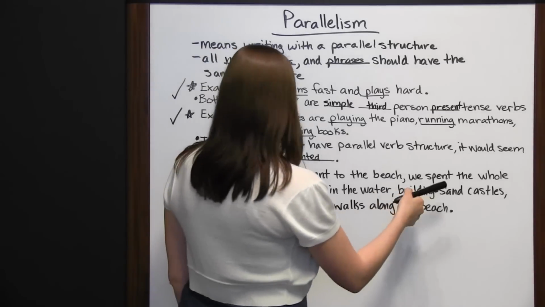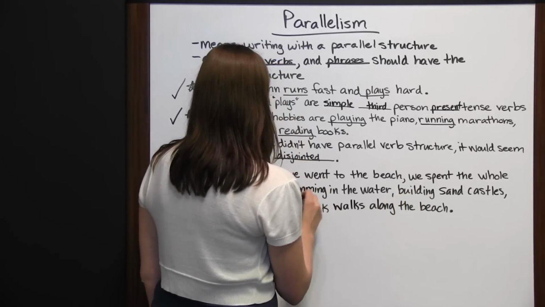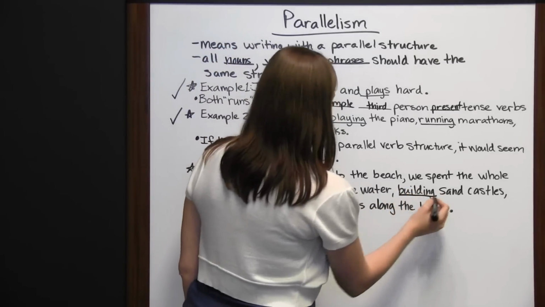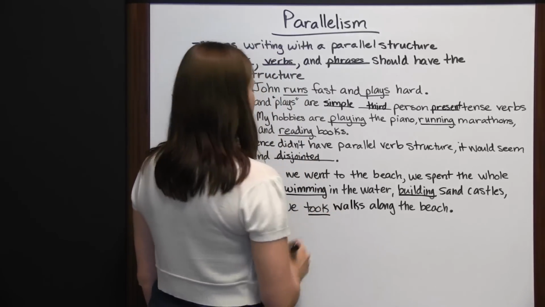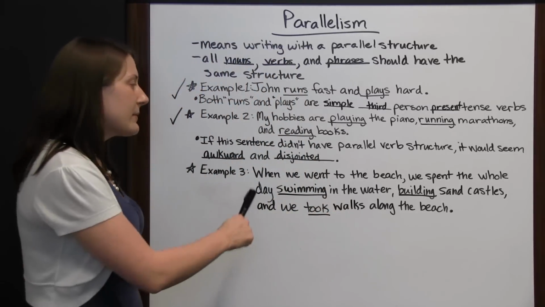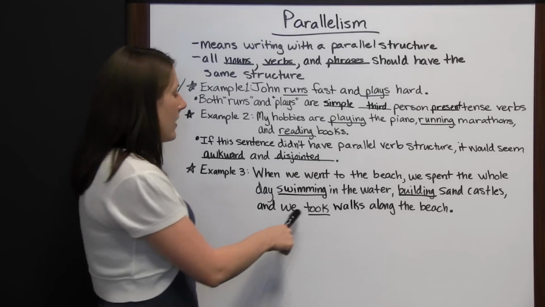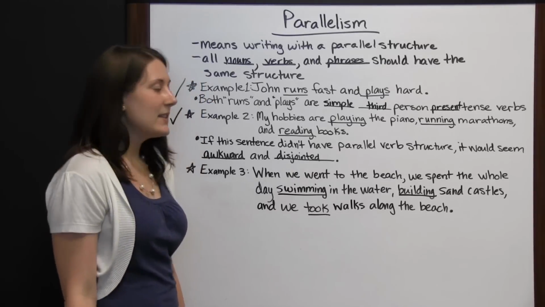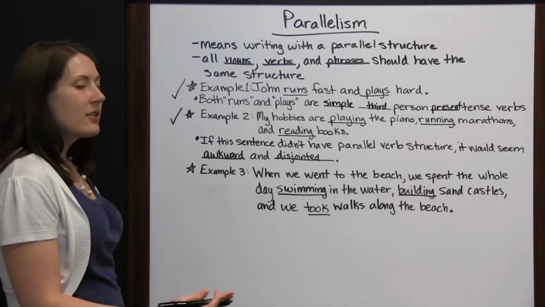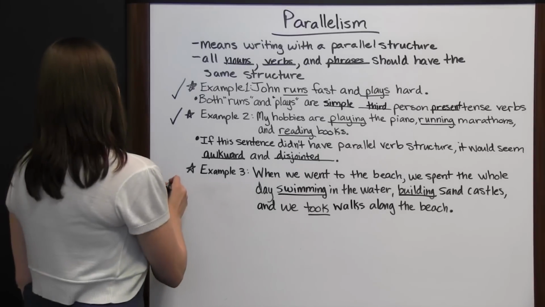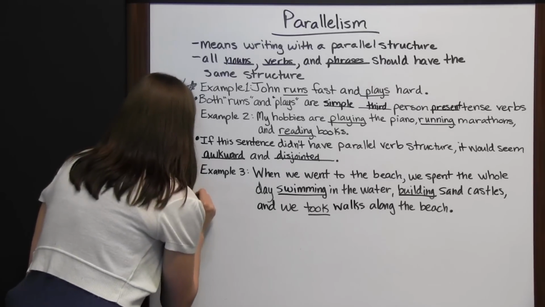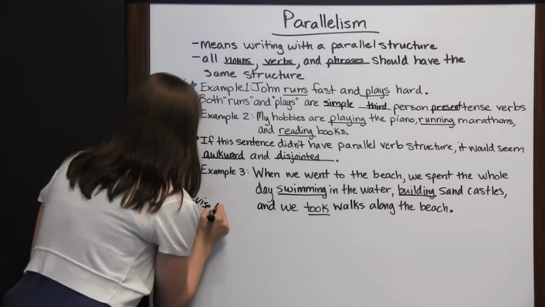When we went to the beach, we spent the whole day swimming in the water, building sandcastles, and we took walks along the beach. Swimming and building are both present tense with ing endings, but took is past tense. It does not have the ing, and it makes our sentence sound disjointed. So this one needs to be revised.